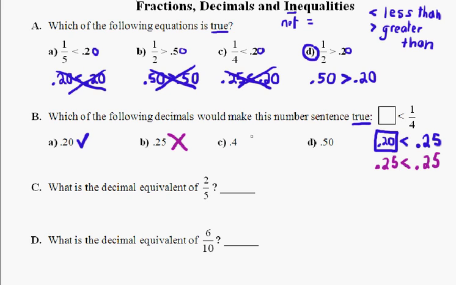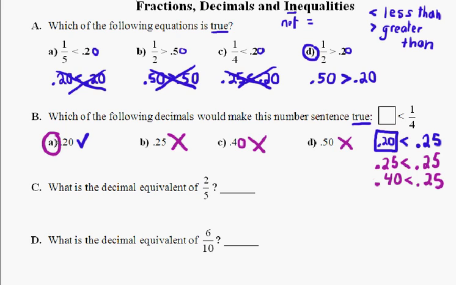Let's keep plugging it in. Alright, 0.4. Well, that's 40 cents. Is 40 cents less than 25 cents? No, that's not true either. 40 cents is supposed to be greater than 25 cents. And then I think you could probably already tell, you put 50 cents in there. 50 cents is less than 25 cents. That's not true either. The decimal that makes this number sentence true is A, 0.20. So those are some examples of ones with inequalities.